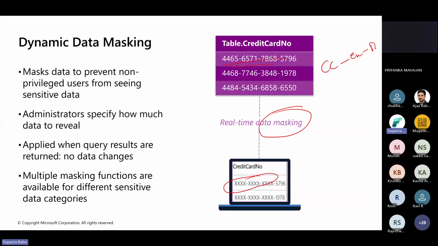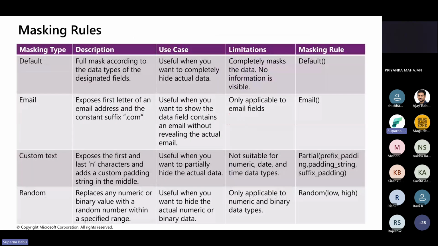If you have observed in your internet banking also, it will show cross marks. When you open your digital ATM card, first it will show like this, and at the end it will show only the last 4 digits. Now here you can see masking rules. By default you can apply a full mask.